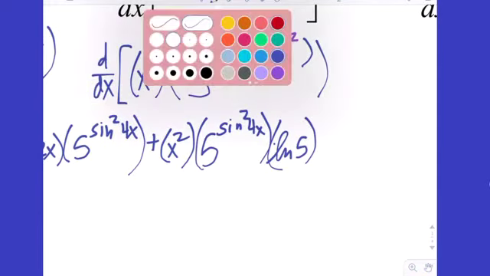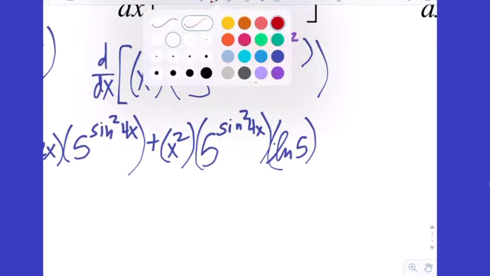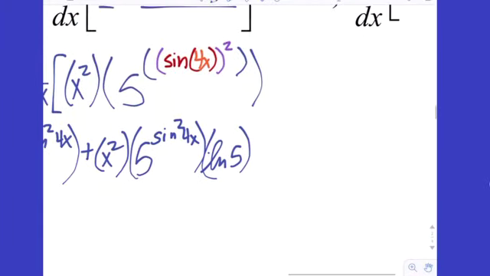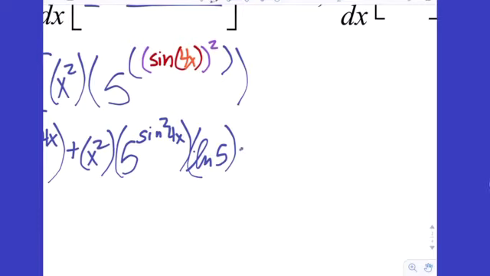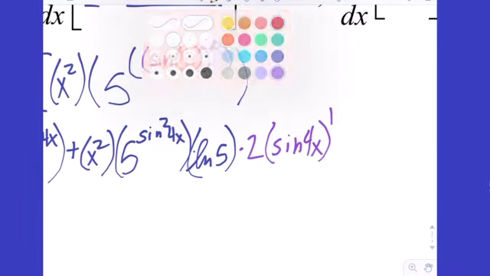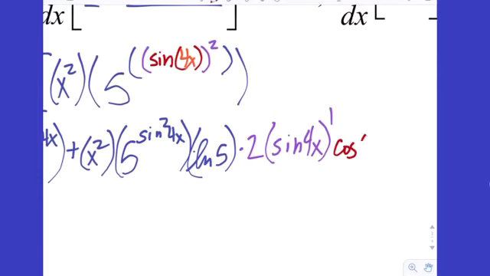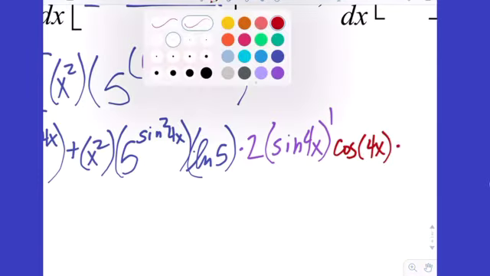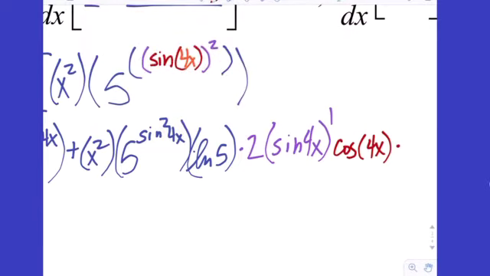Now we go inside, and the next layer is blob squared, and this is the one people miss, 2 blob to the first, times the next layer is the sine layer. That's going to be cosine of the blob. And then the innermost blob is 4x, times its derivative is 4.